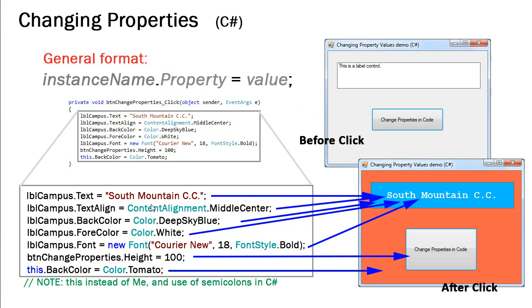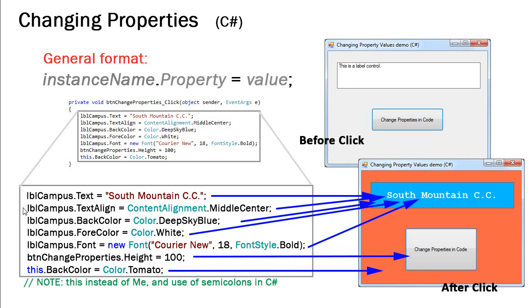So here's my block of code from the C# demonstration, and I'm going to blow that code up a little bit down here so it's a little more visible. But I have 7 lines that are changing 7 different properties. And so when this block executes, the very first line sets the text of my label to South Mountain CC. And you'll notice that that is in quotes. That is a literal string, because otherwise the compiler would not understand what South Mountain CC is. So by putting it in quotes, the compiler ignores that and treats it just as a literal string. So that's what the text is changed to.